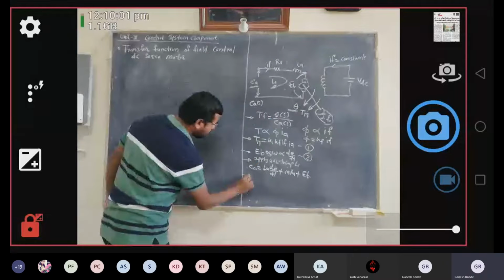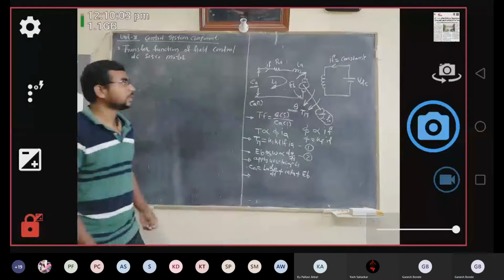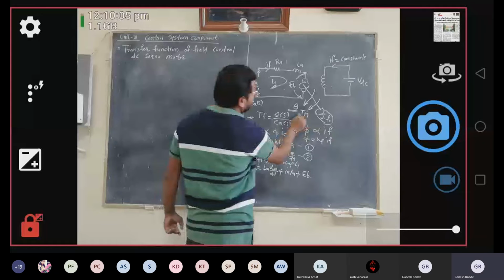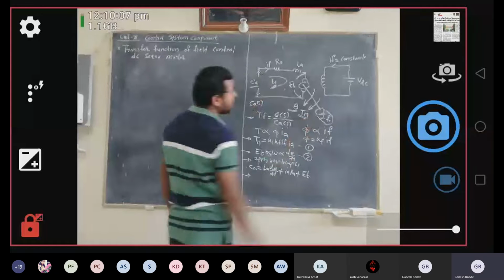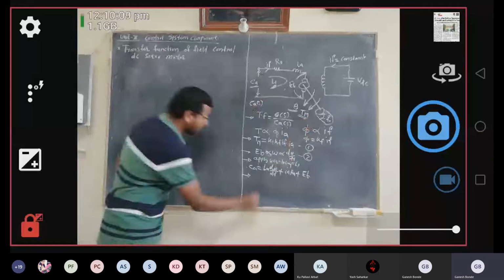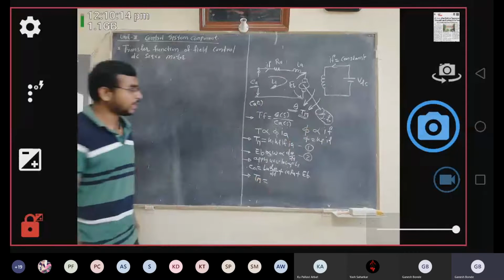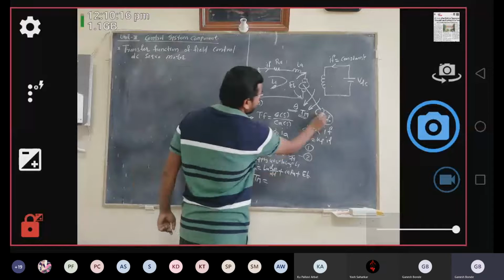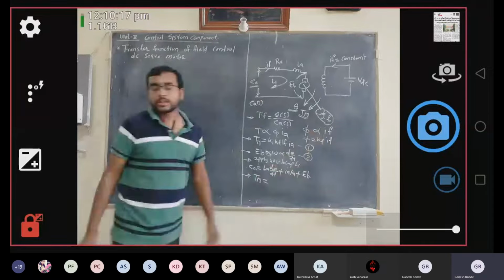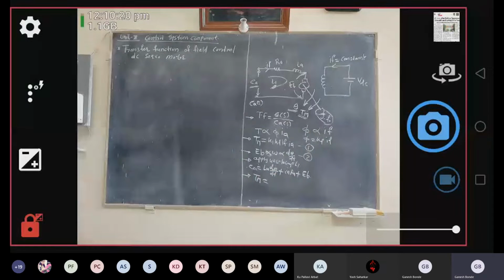Okay, and the last equation: express the torque equation of motor in terms of mechanical parameter. So the torque equation in terms of mechanical parameter Tm is equal to, where you just use the analogy between translational mechanical system and the rotational mechanical system.